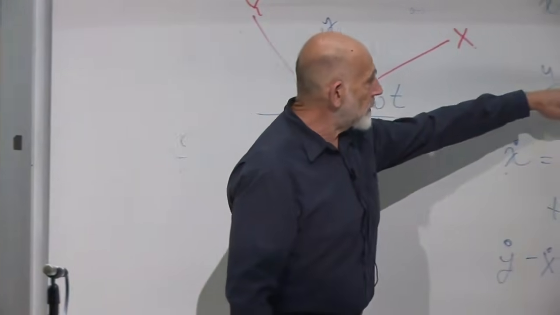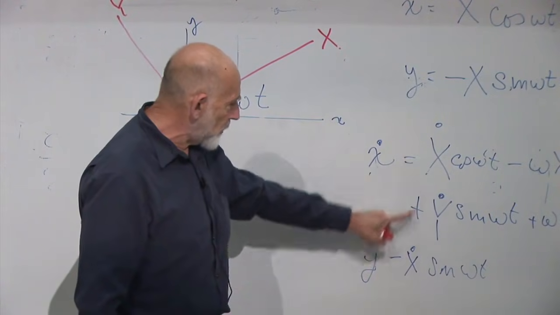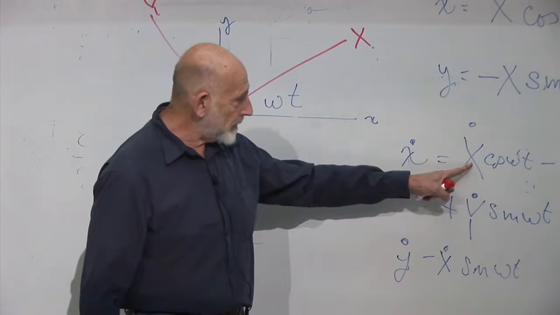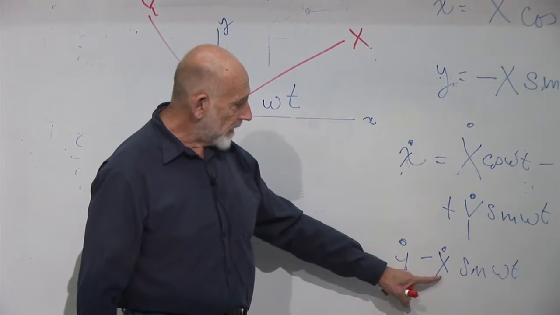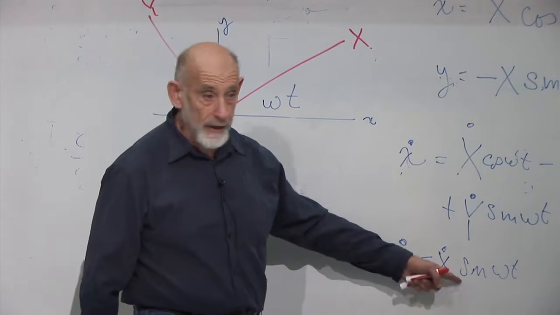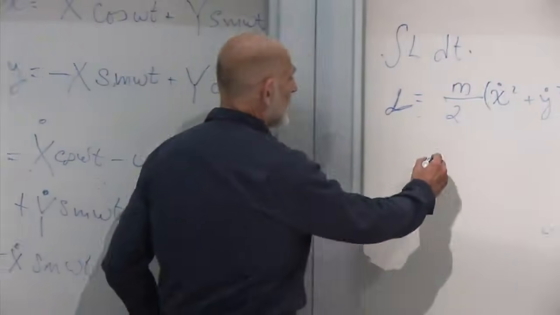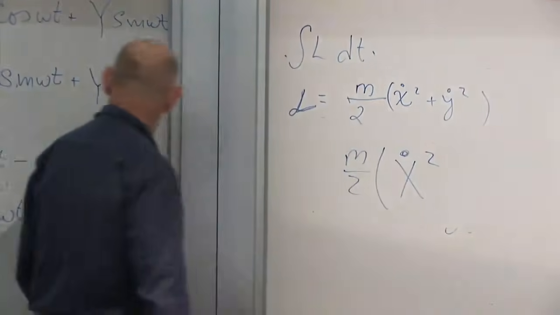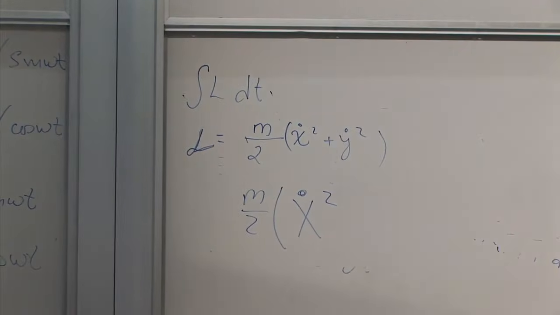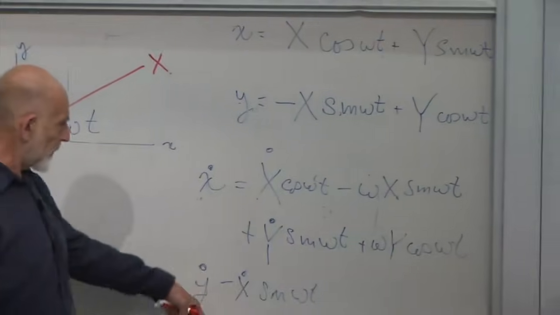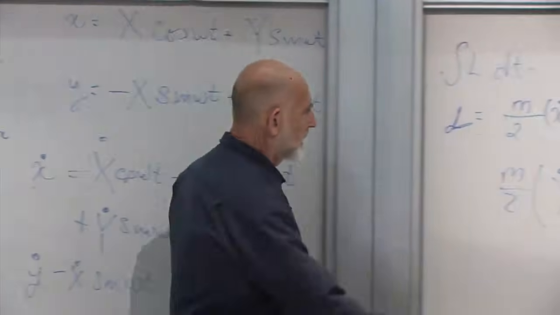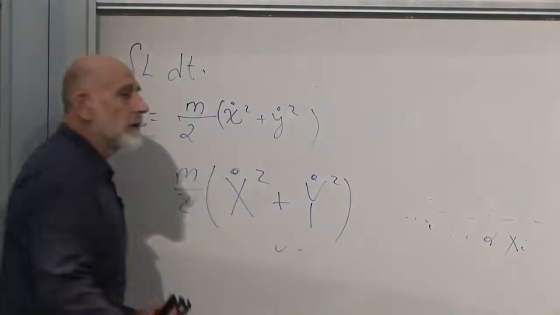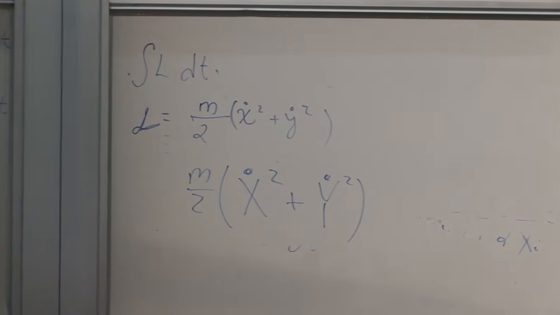What happens when I square this, little x dot squared plus y dot squared? I'm going to get big X dot squared cosine squared and big X dot squared sine squared. That adds to 1. So I can be pretty sure there's going to be an m over 2 times big X dot squared. Likewise, when I square y dot, I'll also get a big Y dot squared. And both of these will multiply sine squared plus cosine squared, which is 1.